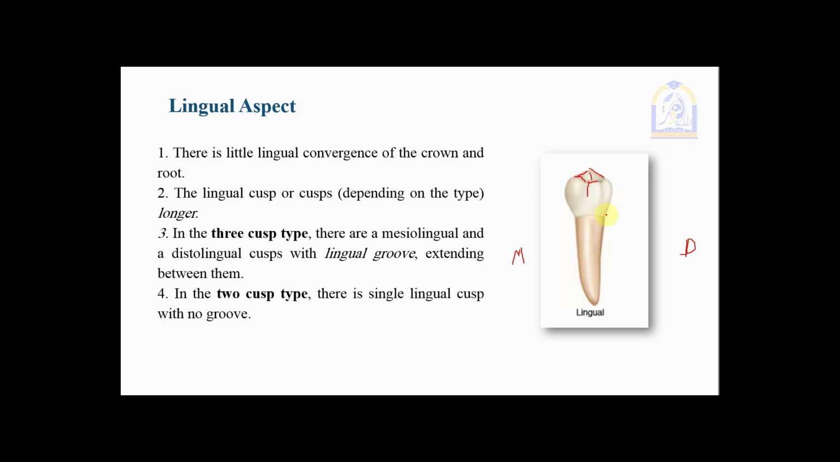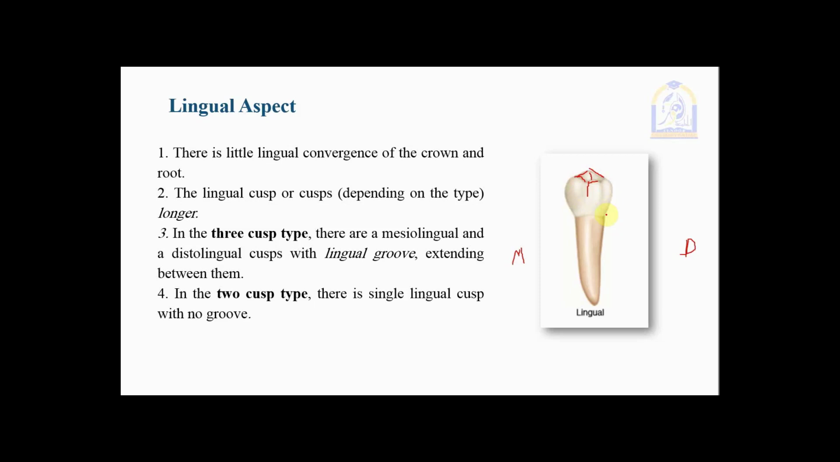In the three-cusp type, there are three cusps, one buccal cusp and two lingual cusps. The mesiolingual is larger than the distolingual cusp. This is the mesiolingual, and this is the distolingual. They will be separated by the lingual groove, which will extend a short distance into the lingual surface.